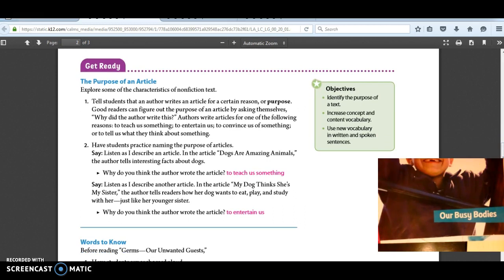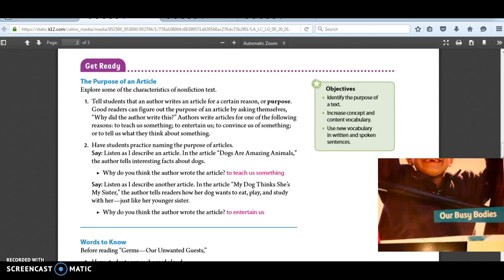You will tell your students that an author writes an article for a certain reason or purpose. Good readers can figure out the purpose of an article by asking themselves this question: why did the author write this? That's a question that you can ask your student. Authors write articles for one of the following reasons: to teach us something, to entertain or make us laugh, to convince us of something, or to tell us what they think about something. Those are the 4 reasons that authors write articles.